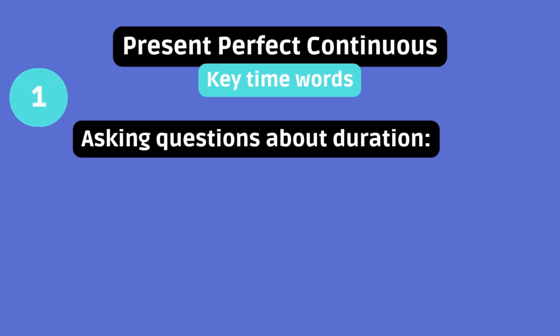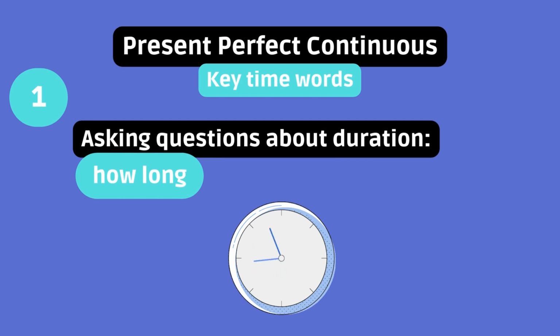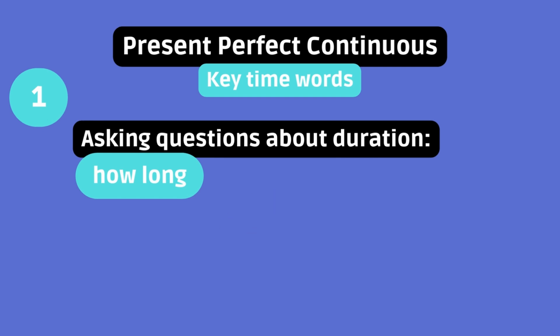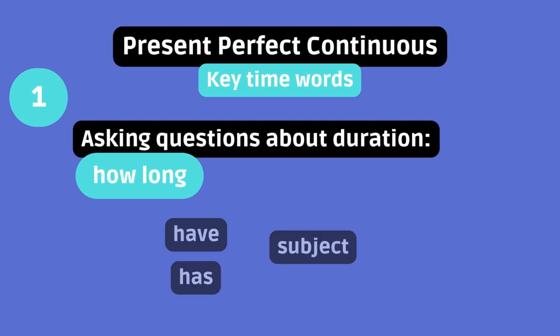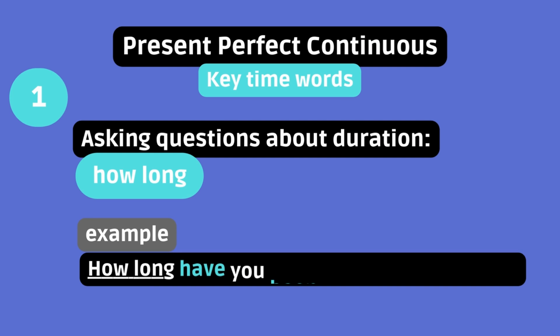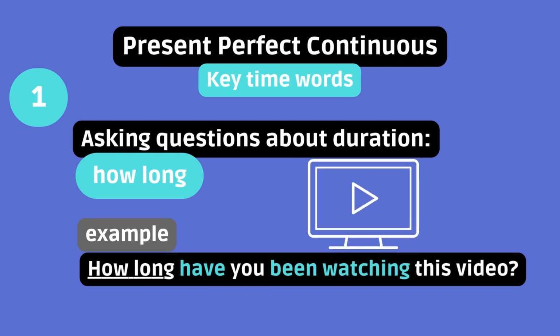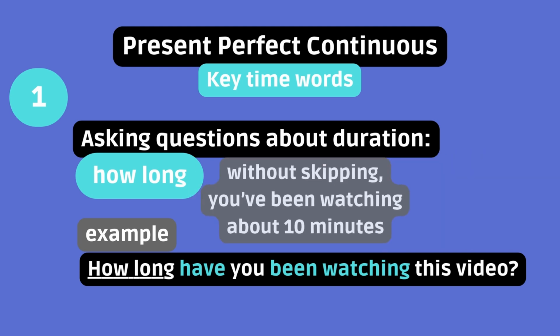Asking questions about duration. How long? Use how long when asking about the time span of a current action. Just remember the inversion of have or has and the subject since you're forming a question. Example: how long have you been watching this video? The video is being watched right now, and the action is continuing. Well, hopefully.